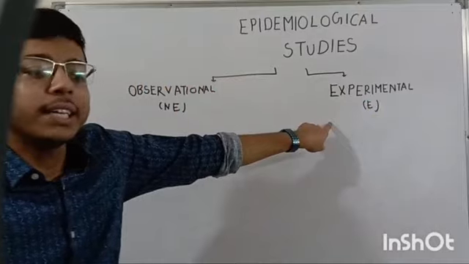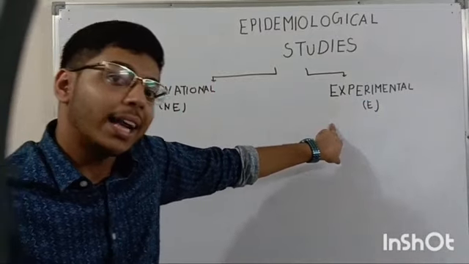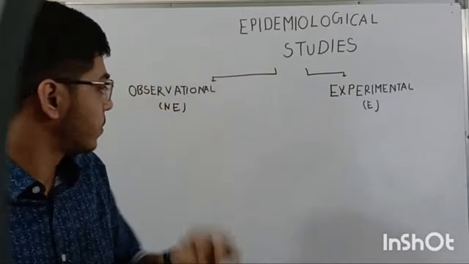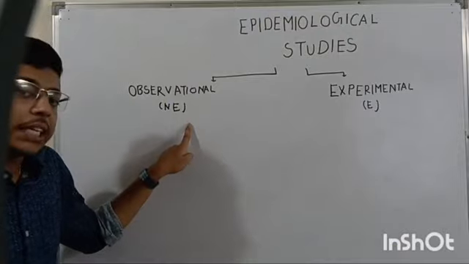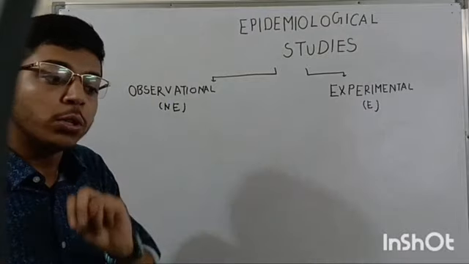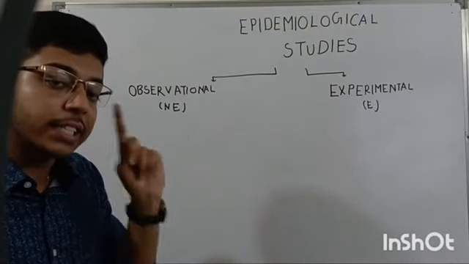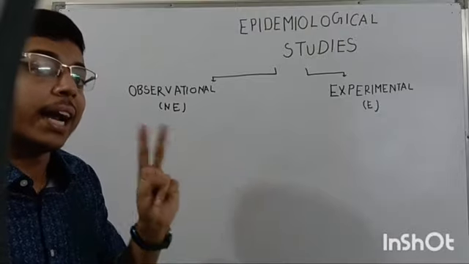So experimental study is not further subclassified and it has 3 or 4 parts which I will be discussing later. Observational study is further divided into two subtypes. The first is a descriptive type of study and the second is the analytical type of study.